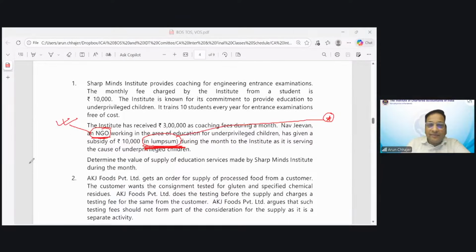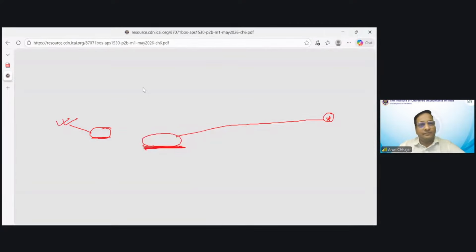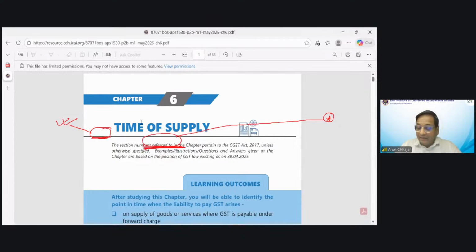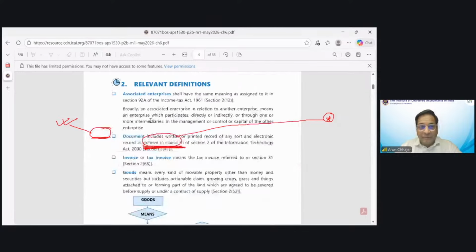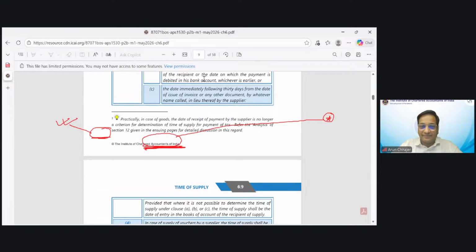Parallelly, I will highlight that relevant provision also. You all remember, but I like to highlight the important point, by which you will give the correct answer.